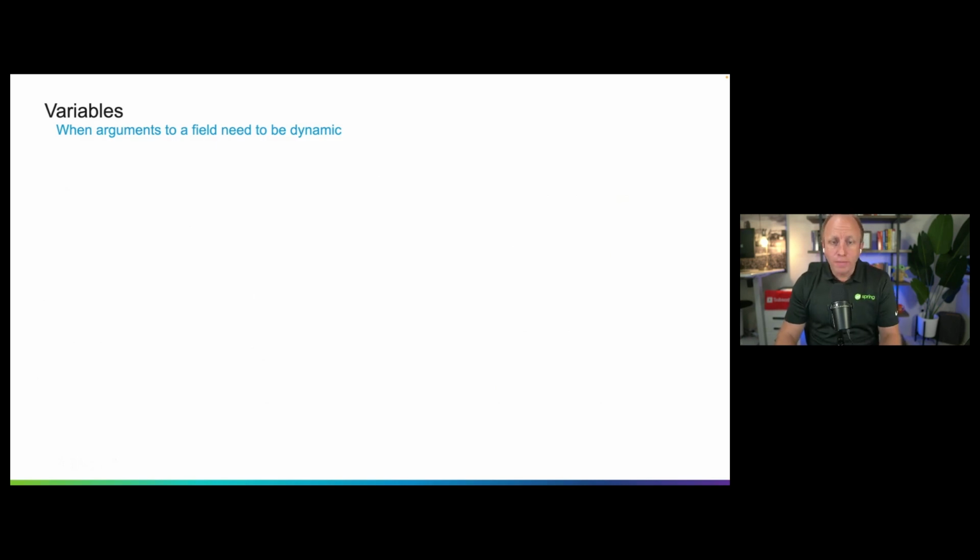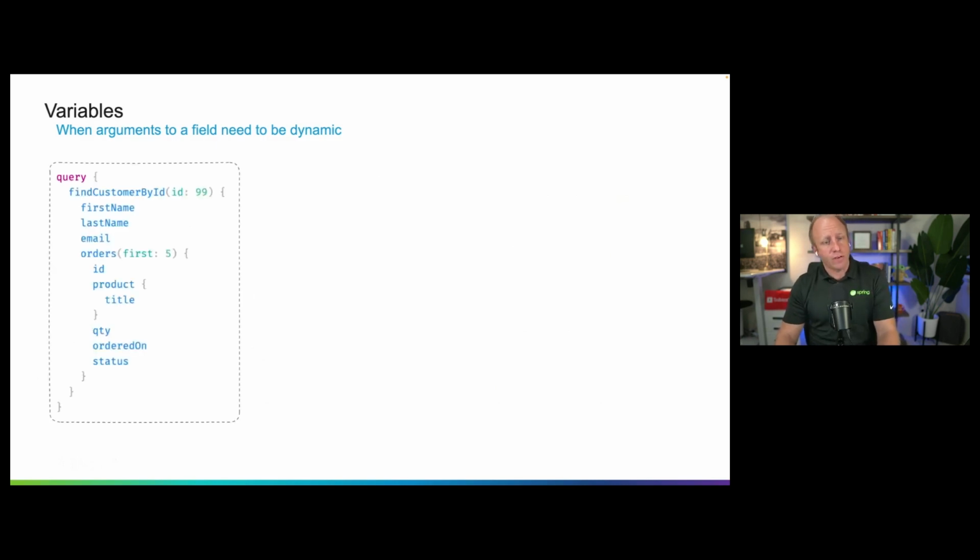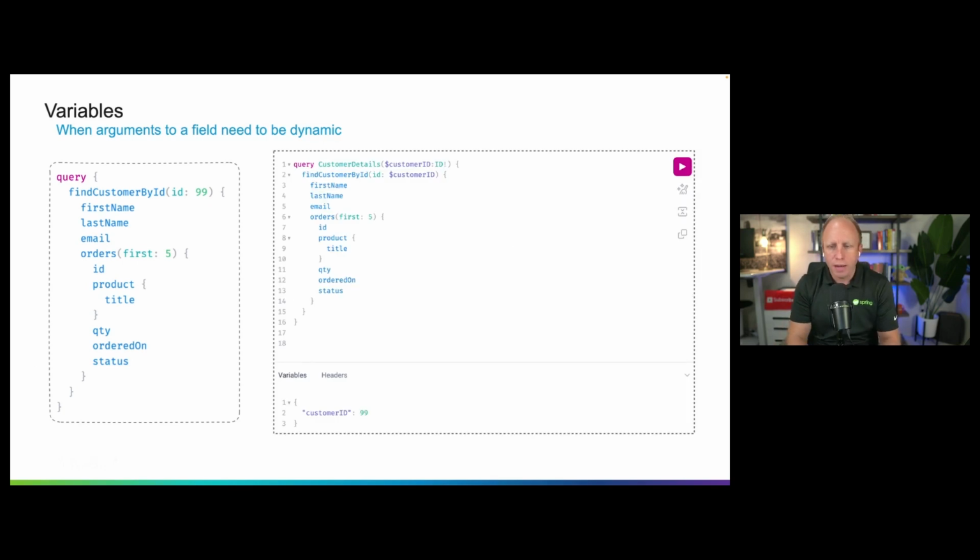Variables. When we have arguments to a field, that must be dynamic. So the one we saw before, we hard-coded some values in there. We said, hey, I want the ID of 99 and the first 5. What if we wanted those to be dynamic? We could say, hey, give this a dynamic variable name. So you can construct that using the $ sign. And then the customer ID is the name of that variable. On the right is the type. And then we go ahead and pass that in.